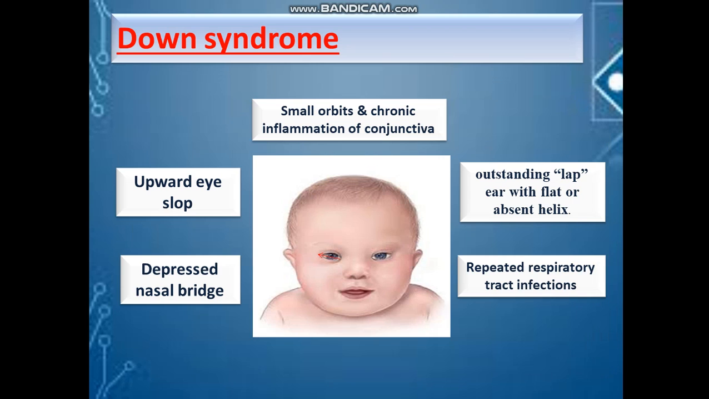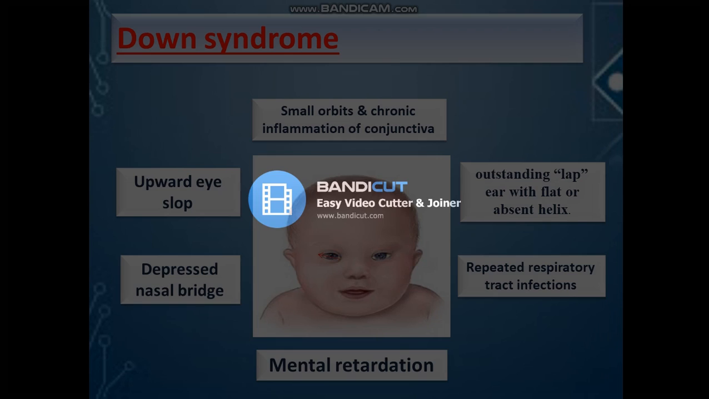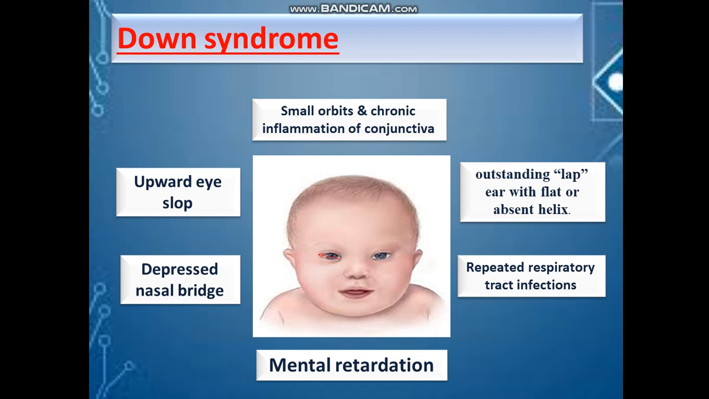Many children with Down syndrome have a history of repeated respiratory tract infection. The use of antibiotics has reduced the incidence of chronic infection and has resulted in fewer deaths from infection. Mental retardation. Children with Down syndrome also have some degree of mental retardation, ranging from mild to moderate.